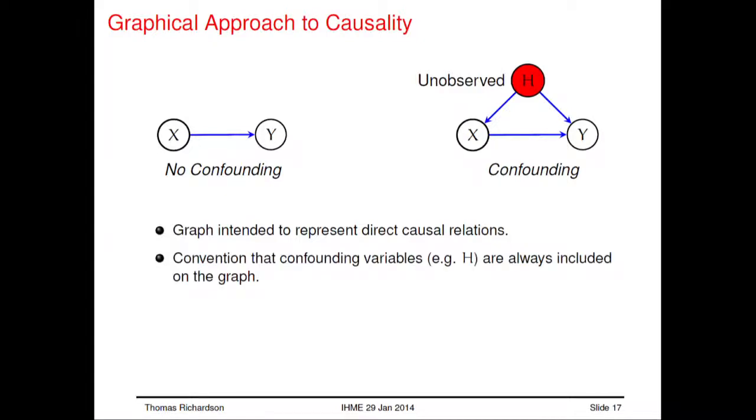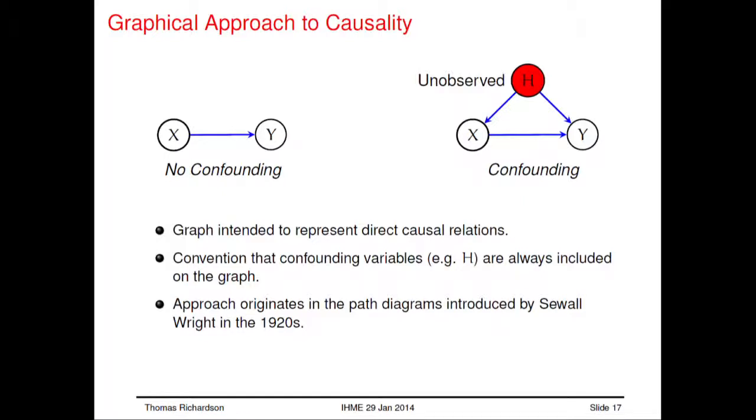This approach goes back, just as the potential outcome approach goes back to Neyman in the 1920s, if not Hume. This approach goes back to path diagrams that Sewall Wright introduced in the 1920s. And as I said, I've told you this before, if I have a directed edge, I'll say X is a parent of Y and Y is a child of X.